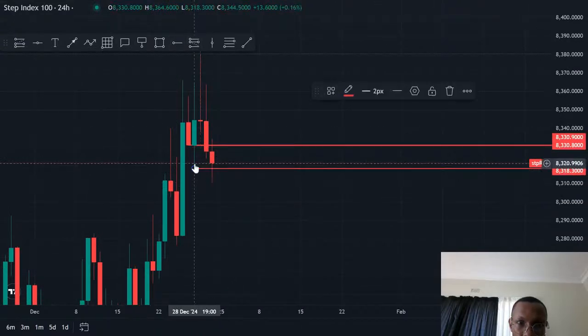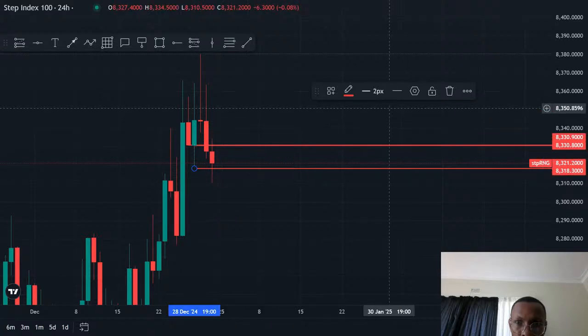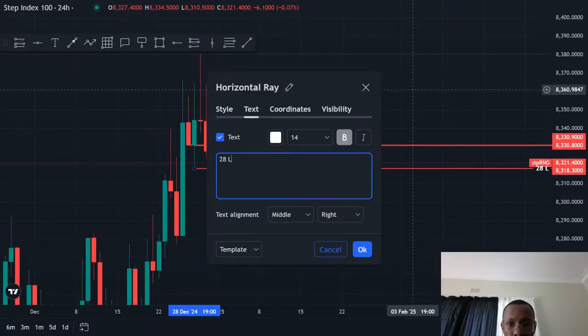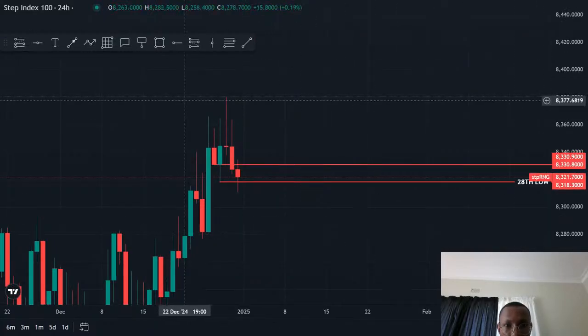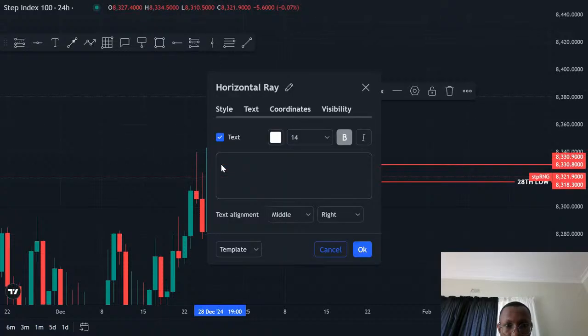This here is the 28 low. And then this is also a bearish breaker. So bearish breaker and daily bearish.